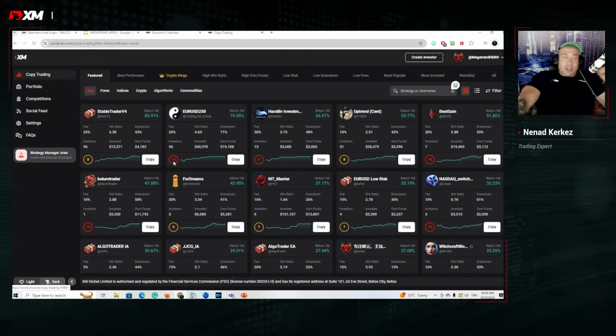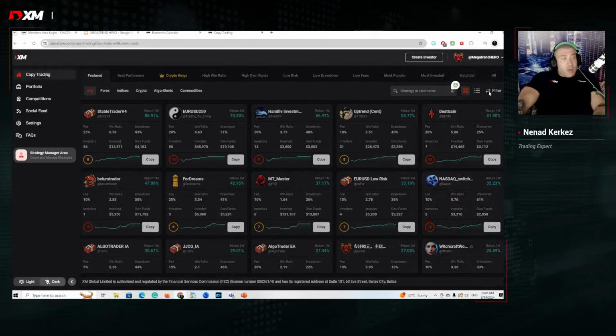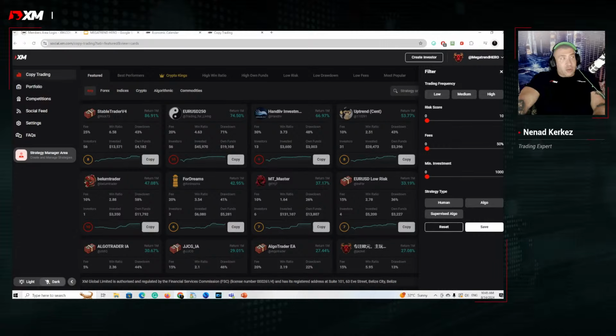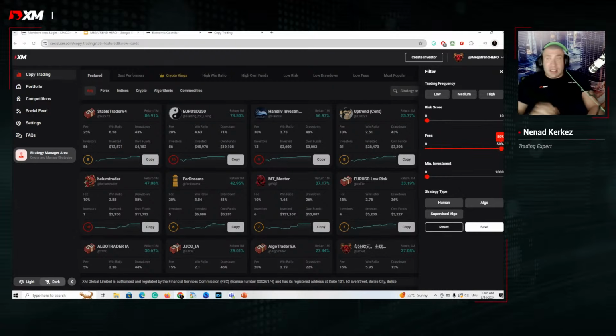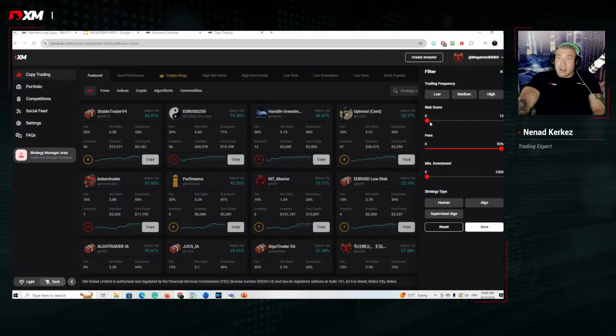So a lot of strategies to choose from, guys. And the thing that you should be looking at also is filters. So when you don't understand what to do, and you don't know which filter to use, you can always click filters and put human algo, supervised algo, your preference, minimal risk score, minimal fee, minimal investment. Fees can go up to 50%. So if you put this and click save, risk score, put 10.